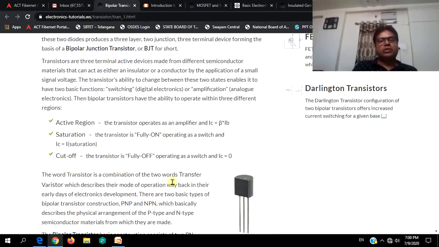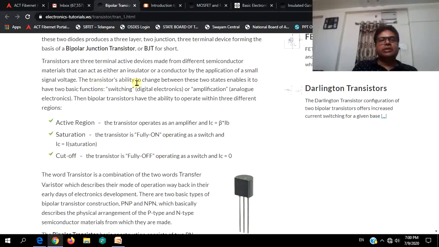Cutoff is towards the x-axis, or parallel to the x-axis. The transistor is fully off, operating as an open switch in the IV characteristics of the transistor. And not only the BJT, all transistors have similar sorts of operations, and they will be operated depending on the need in the active region or saturation, that is on, or cutoff.